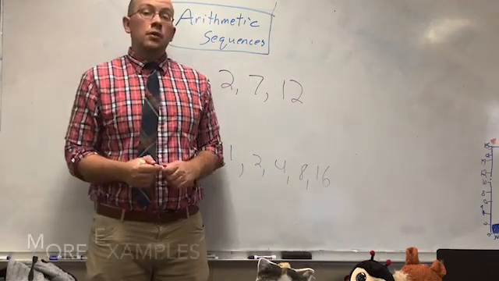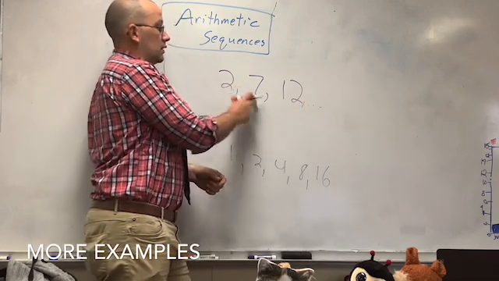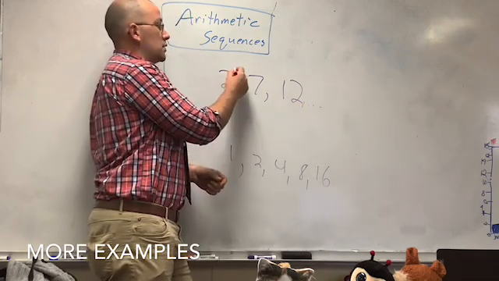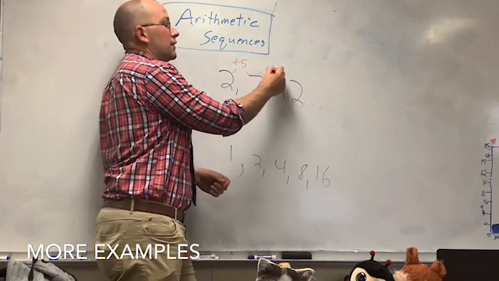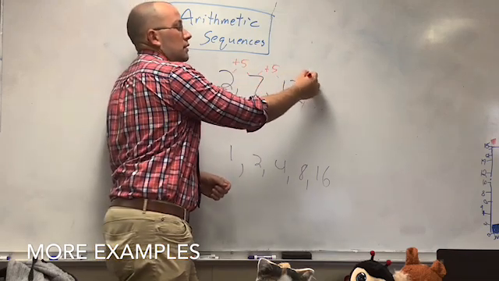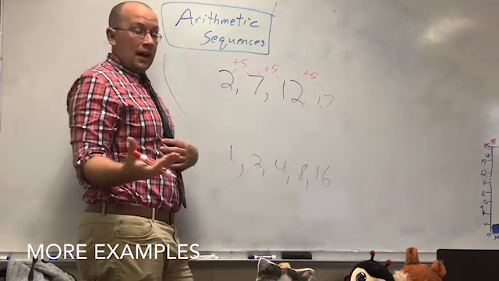All right, here's two more examples for you. So this is my first one. Between 2 and 7, I add 5. From 7 to 12, I add 5. So what's my next one? When I add 5, 17. So every time I added 5.